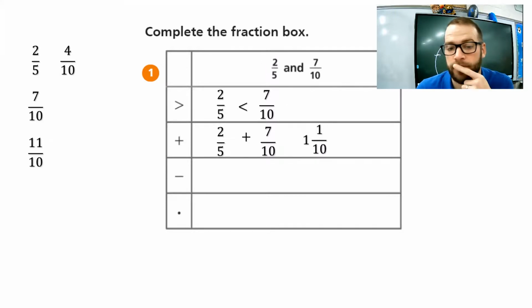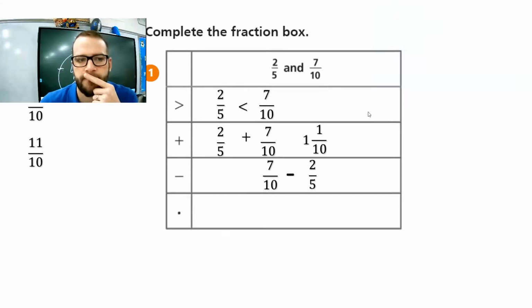Now let's subtract them. Ooh, remember, 7/10 is bigger. So I've got to make sure that when I subtract, I put 7/10 first. 7/10 minus 2/5. Have to write them up and down.